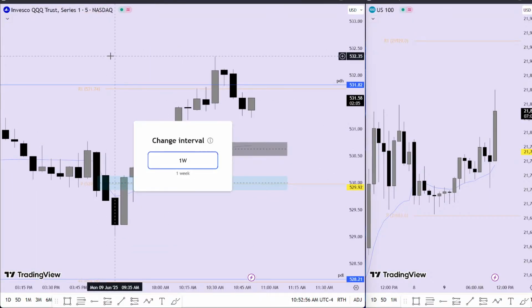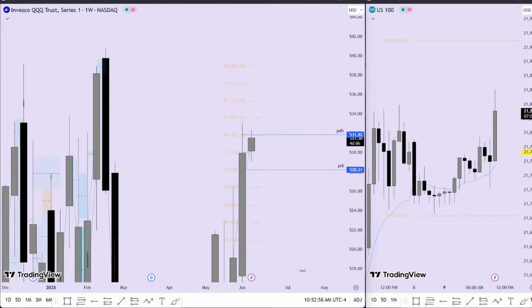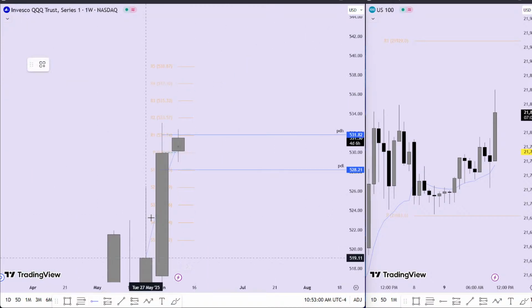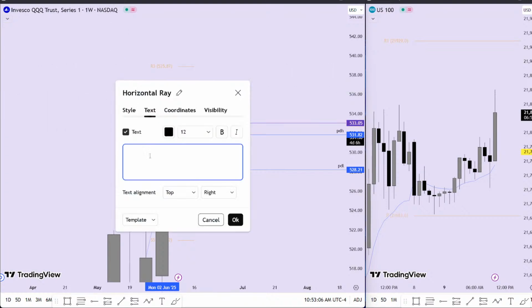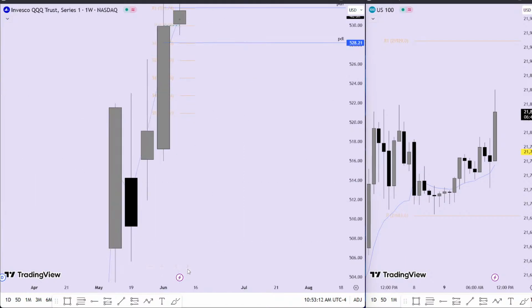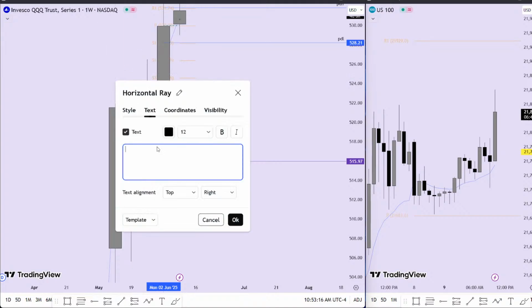Last thing would be to draw the previous week's high and previous week's low.